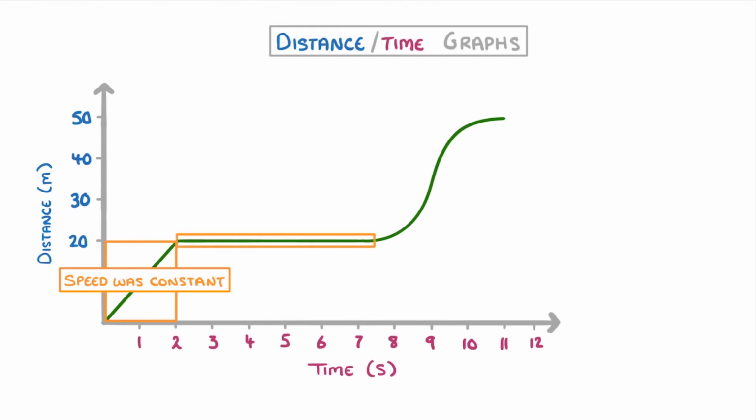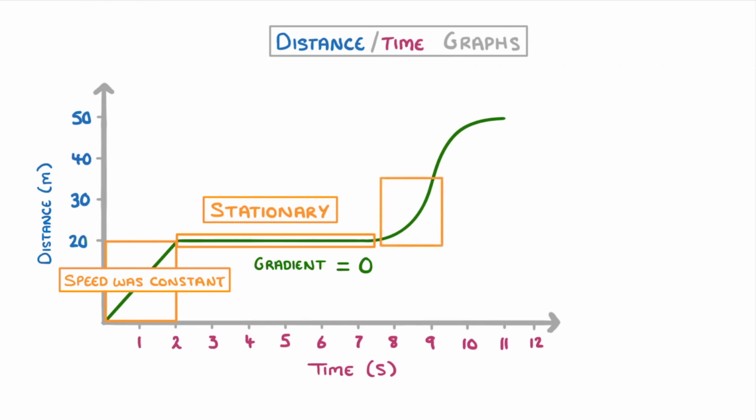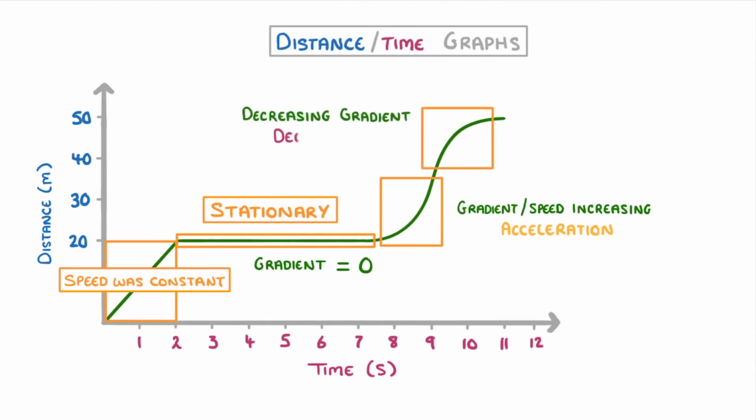Meanwhile, a flat line, like this one in the middle, tells us that she's stationary, as the gradient, and so the speed, are both 0, which means that she's not moving at all. If the line then gets steeper, the gradient in speed must be increasing, and so this part shows acceleration, while a decreasing gradient shows deceleration.